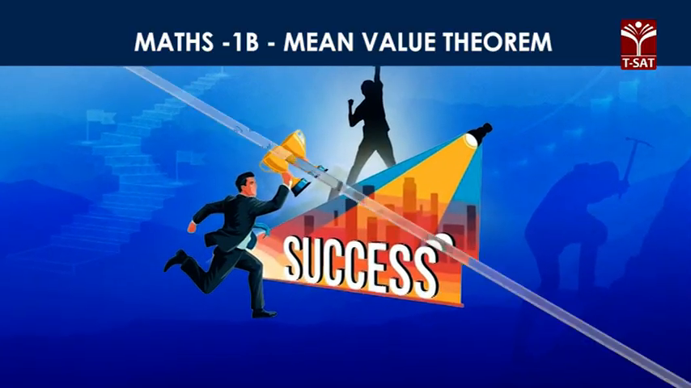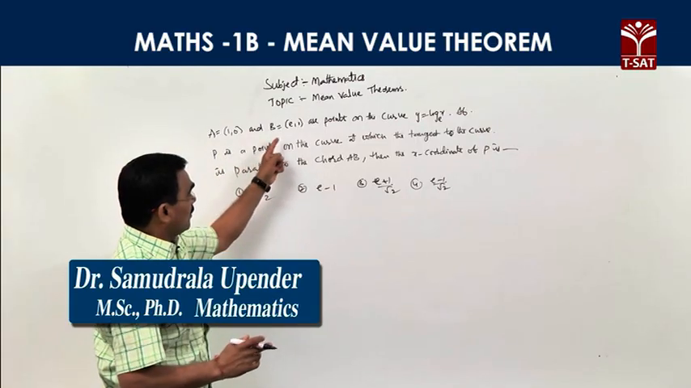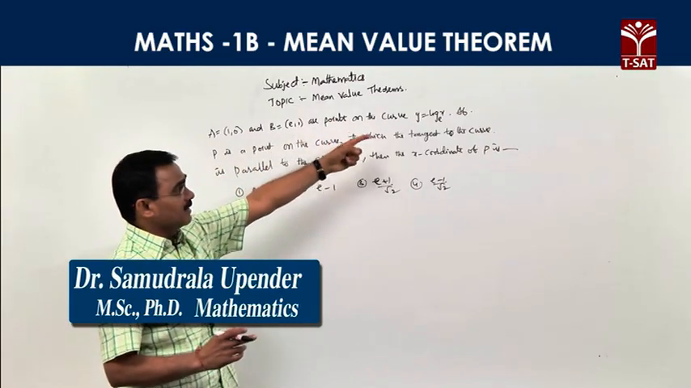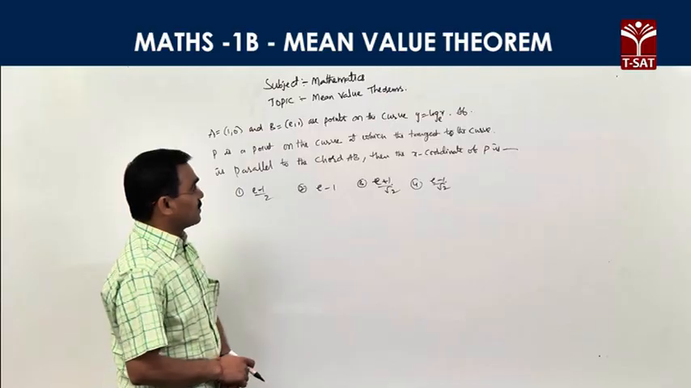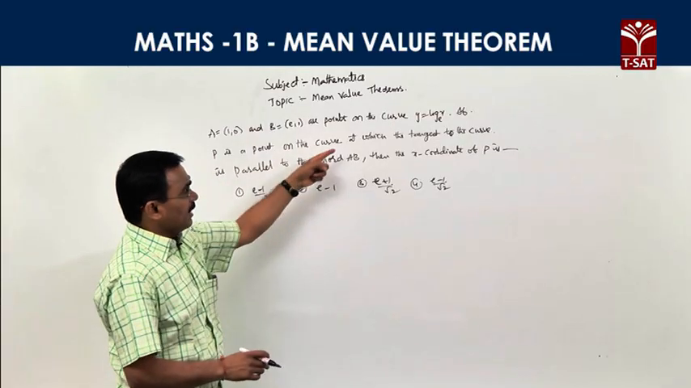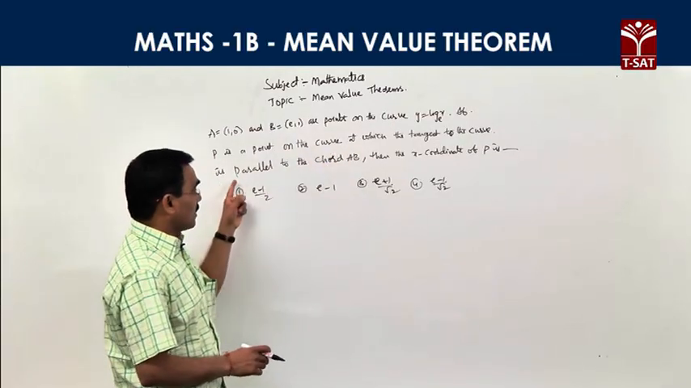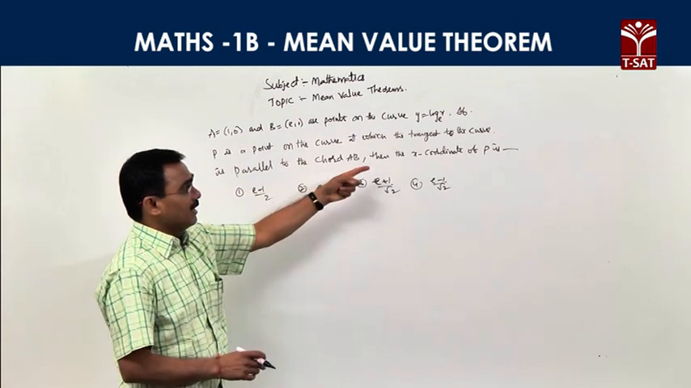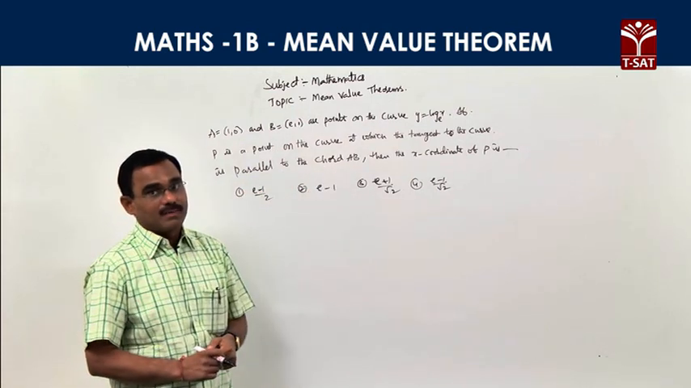The first problem: A = (0, 1) and B = (e, 1) are two points on the curve y = log x to the base e. If P is a point on the curve at which the tangent to the curve is parallel to the chord AB, then the x coordinate of P is what is given here.